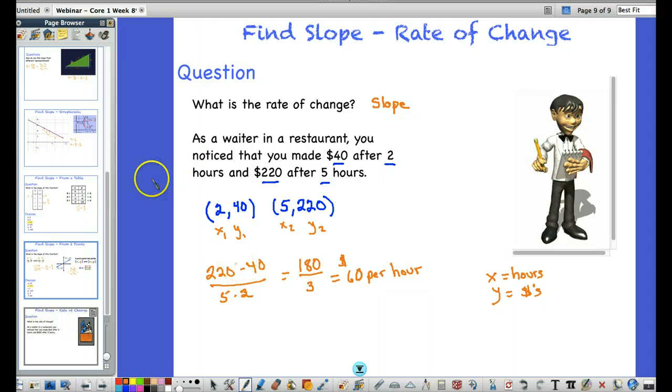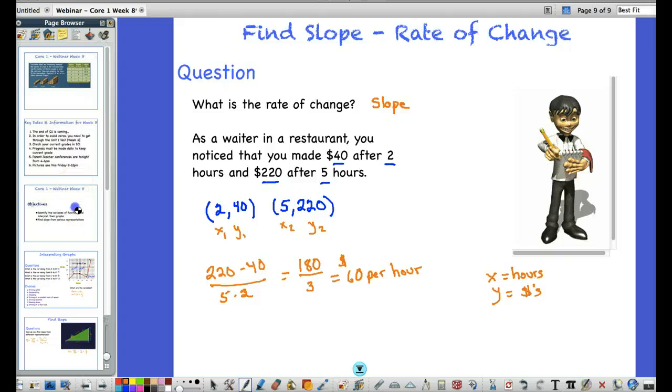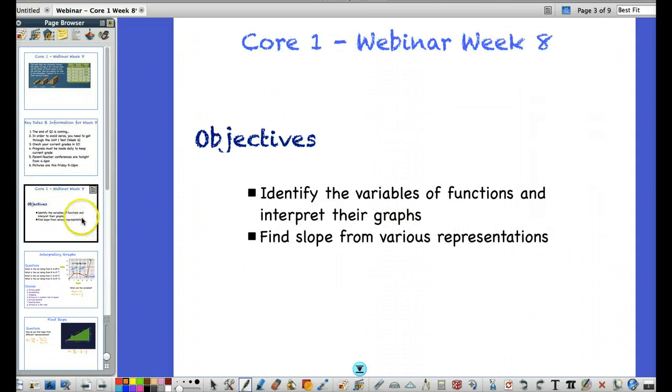All right, you guys. So here's what we learned today. We are finished. And hopefully you guys are all going to be good with identifying variables of functions, interpreting the graphs, and then finding slope from various representations. And that concludes our webinar for today. Any questions? You guys are good? All right. Excellent.